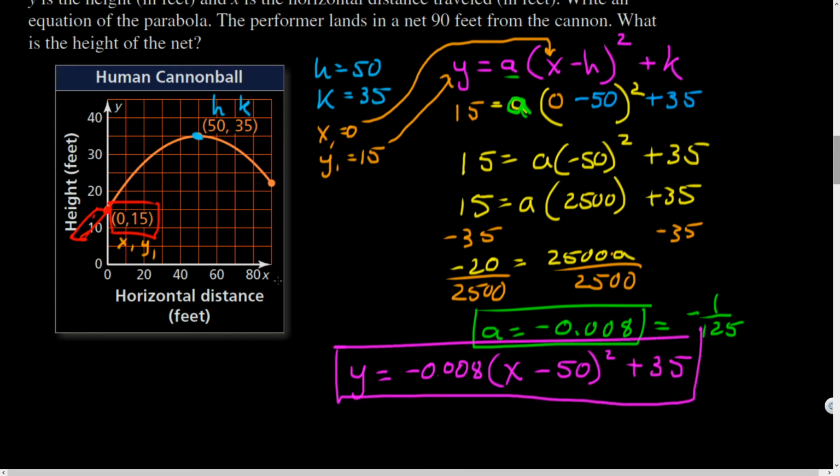This time I don't plug in the x and the y, so I leave them generic, so it represents all possible points that make that equation true, which are all of these points, right? All of them. And so now the final question is, the performer lands in the net 90 feet from the cannon. So I know that the x coordinate is 90, and I'm looking for the y coordinate.